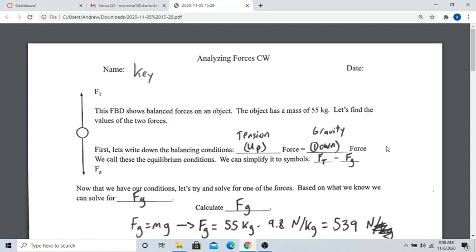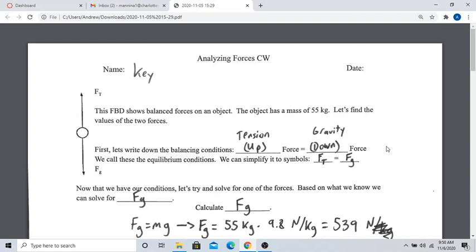Now, when forces are balanced, it means that we can actually use that to our advantage. We can use it to figure out how much force each one is exerting. Now, looking at this question, we start with something to tell us. It says the object has a mass of 55 kilograms. At the end of the day, in physics, we always want to figure out as much information as possible, and this question is no different. So our goal is to figure out how much force is in the force of tension and how much force of gravity is acting on this object.